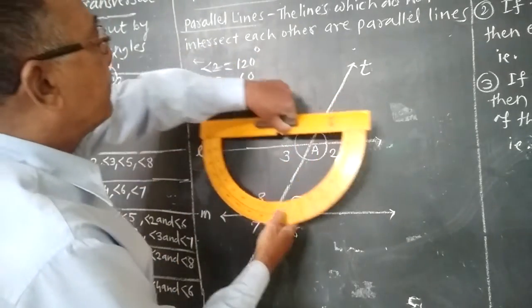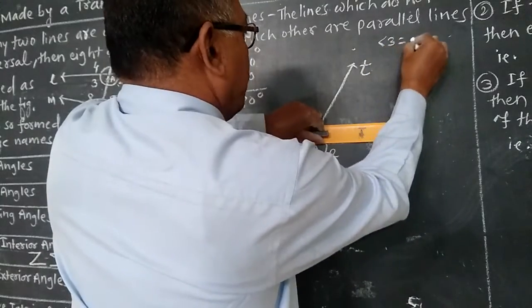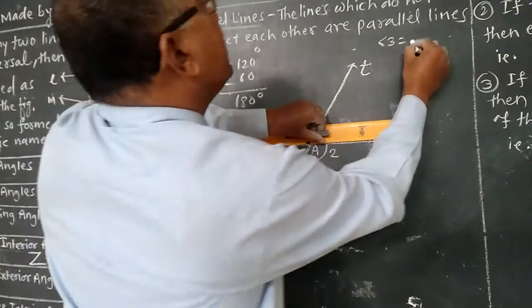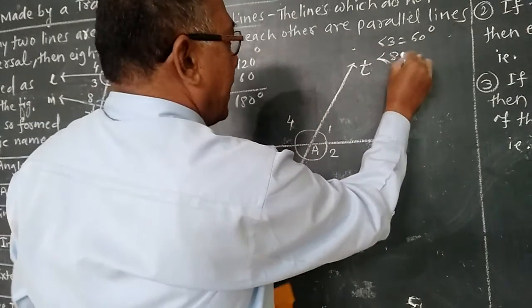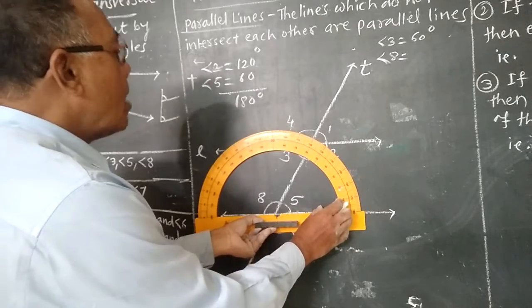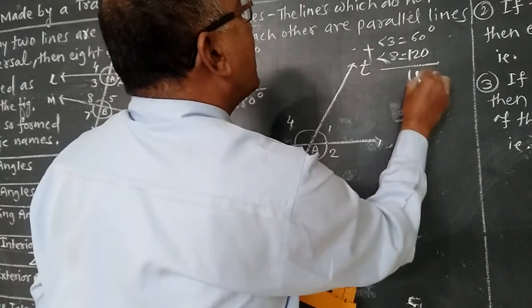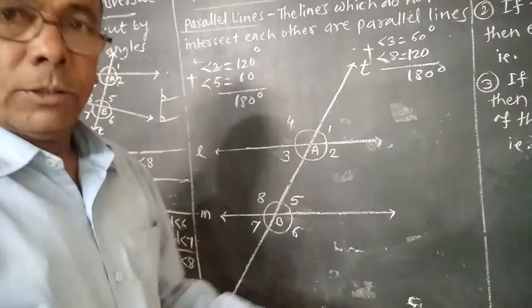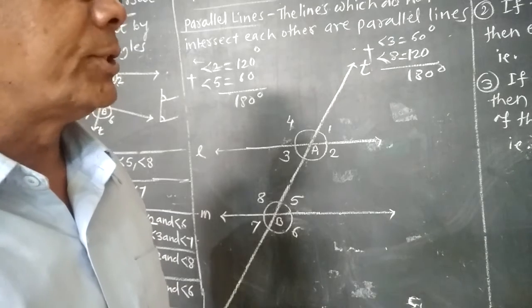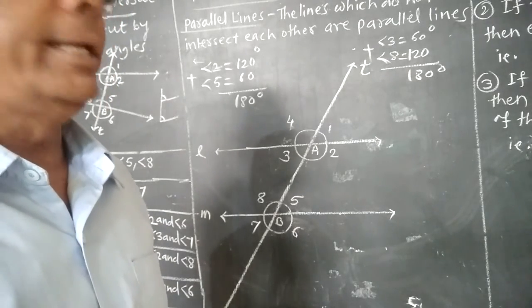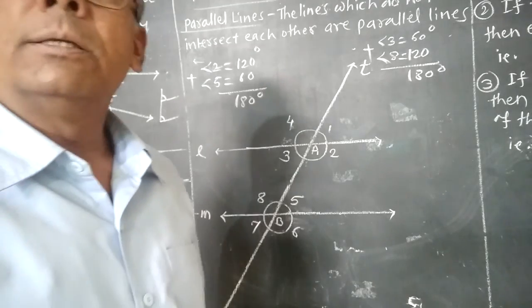Similarly, angle 3 is 60 degrees and angle 8 is 120 degrees. So the summation is 180 degrees. So the third condition states that if two parallel lines are cut by a transversal, then each pair of interior angles on the same side of the transversal are supplementary.